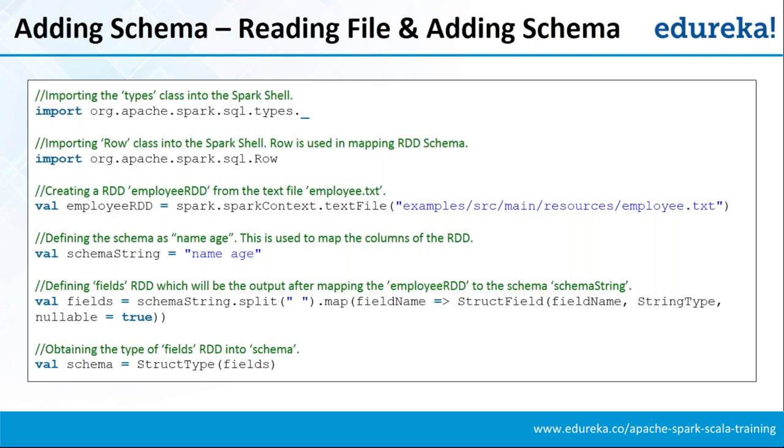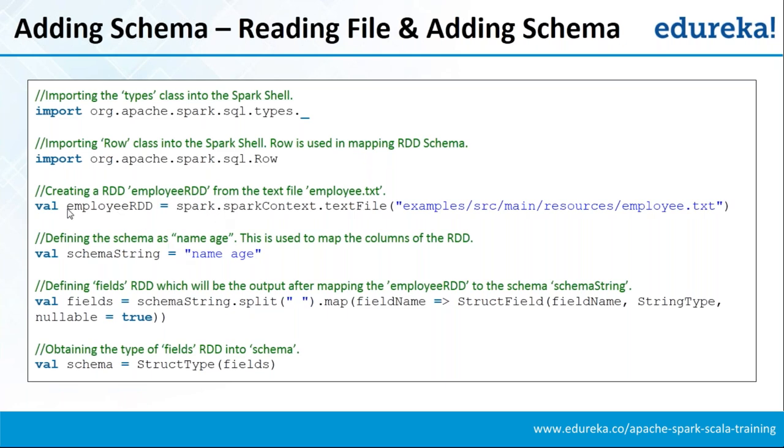Now, let's talk about how we can add the schema and how we can read the file. First of all, we will be importing the type class into the Spark shell. This is what we have done by using the import statement. Then we are going to import the row class into the Spark shell. Row will be used in mapping the RDD schema, right? So you can notice we are importing this also.